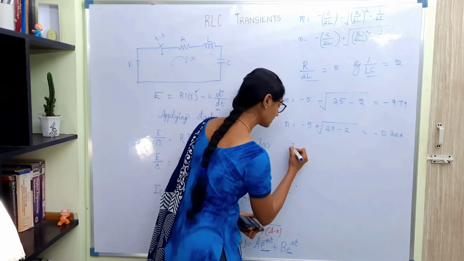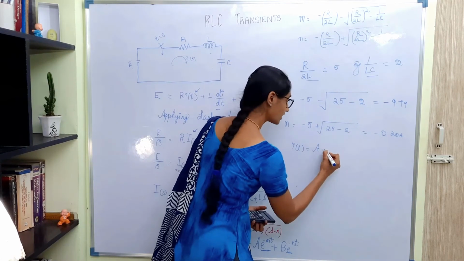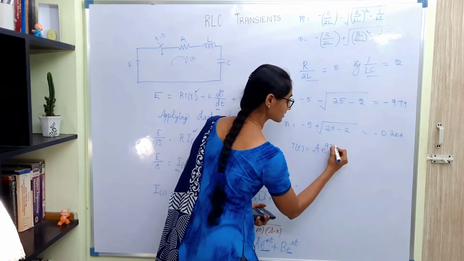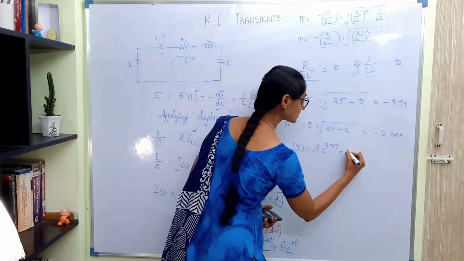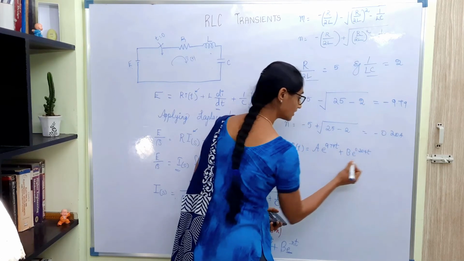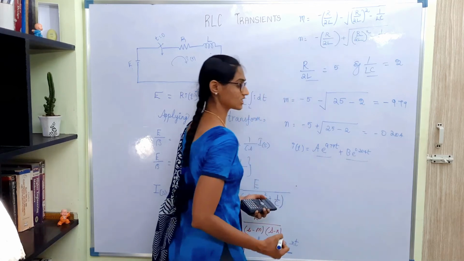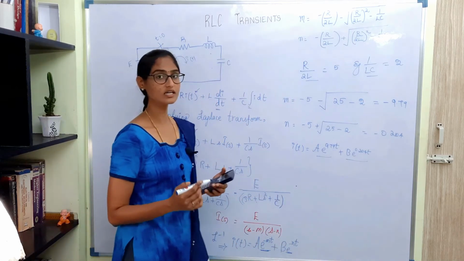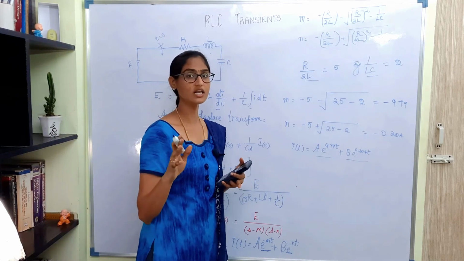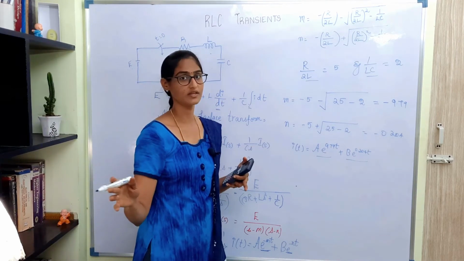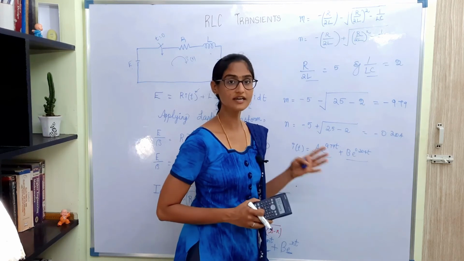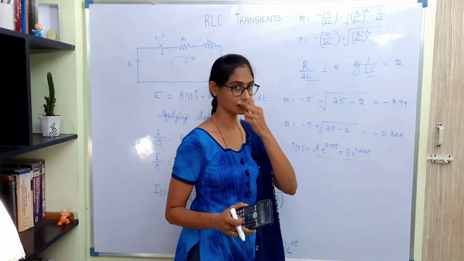So in that case, what is the response? i of t will be e to the power 9.79t plus e to the power 0.204t. Both are positive exponentials. So in that case, the response will be increasing continuously and it will settle after a very long time. Both are positive exponentials and this indicates that the system is overdamped.